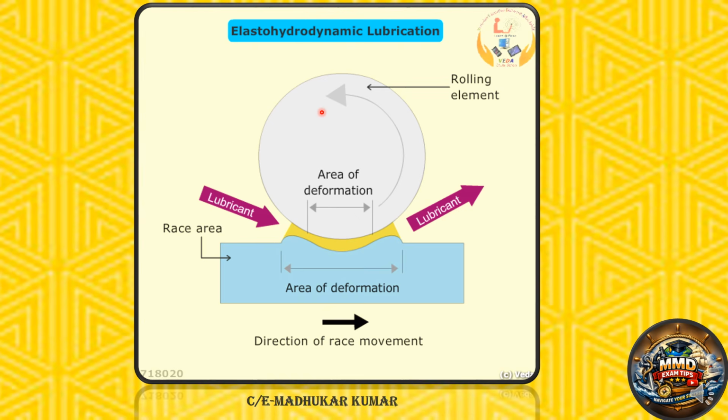Here you can see the elasto-hydrodynamic rolling element and area of deformation. Actually, this is the race area. You can see that it is flat. But when it comes in contact, what happens? The area of deformation, because we have seen earlier very high pressure, gigapascal. So this is the temporary area of deformation, and the lube oil squeezes out from this, the incoming lube oil and the outgoing lube oil. So this is what causes deformation in the race area temporarily, and due to this the elasto-hydrodynamic lubrication exists.